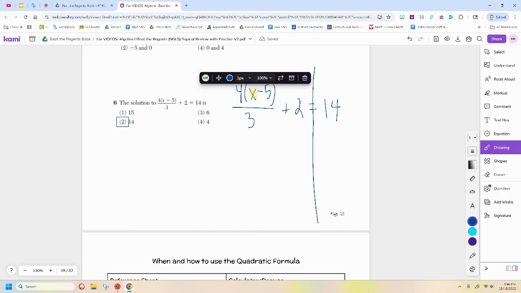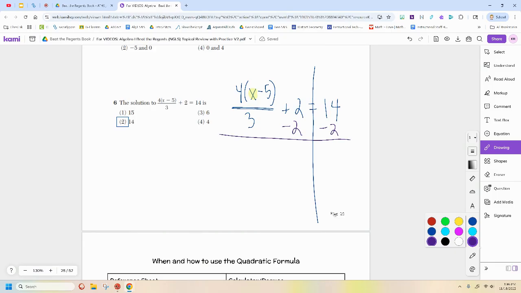So before I can get to x, I have to get rid of the subtract 5. I have to get rid of the times 4. And I also have to get rid of the divide by 3. And I have to get rid of the plus 2. So the plus 2 is farthest away from the x. So I'm going to take care of that first. And we do opposite or inverse operations. So minus 2, minus 2. We have 4 times x minus 5 over 3 equals 12.